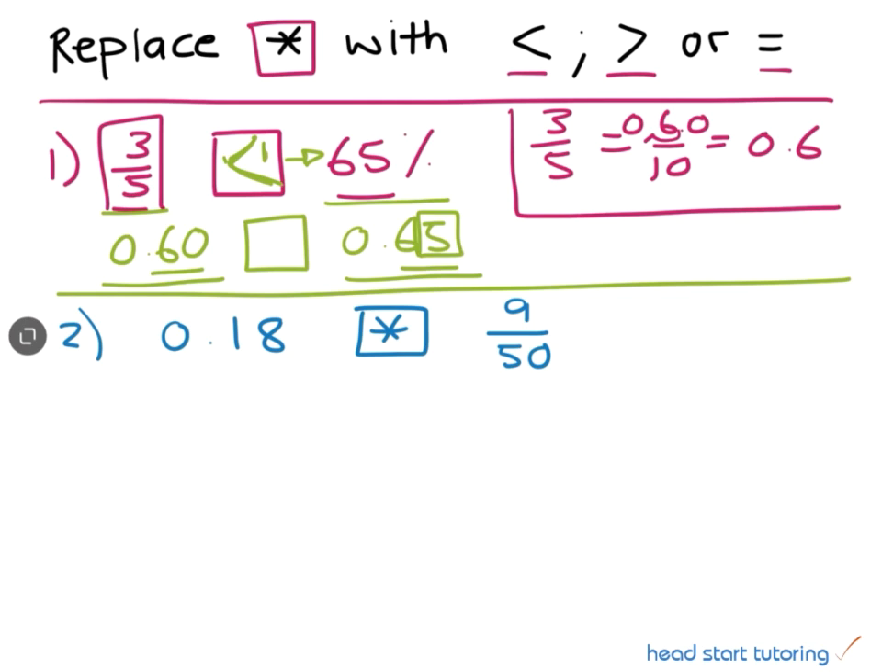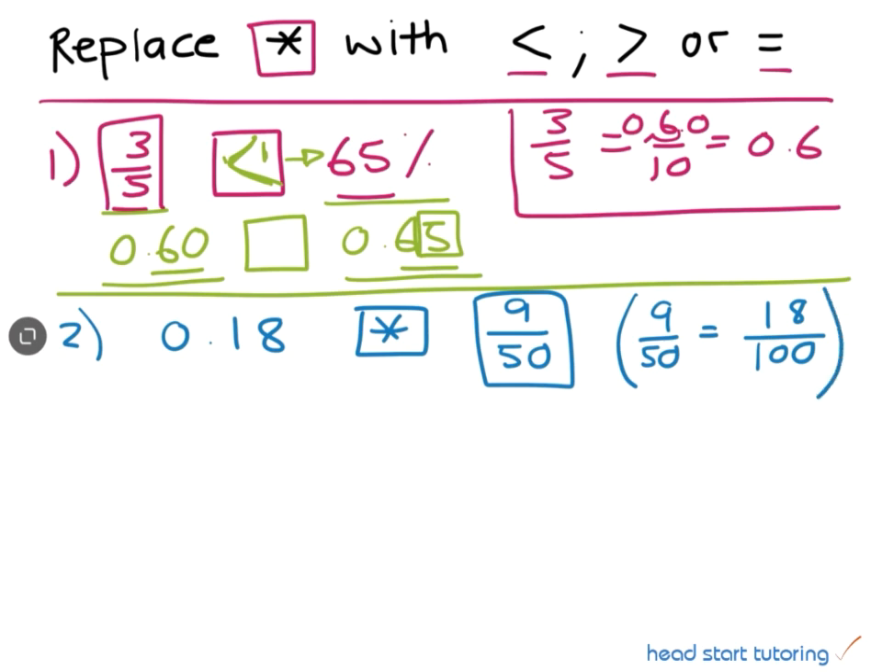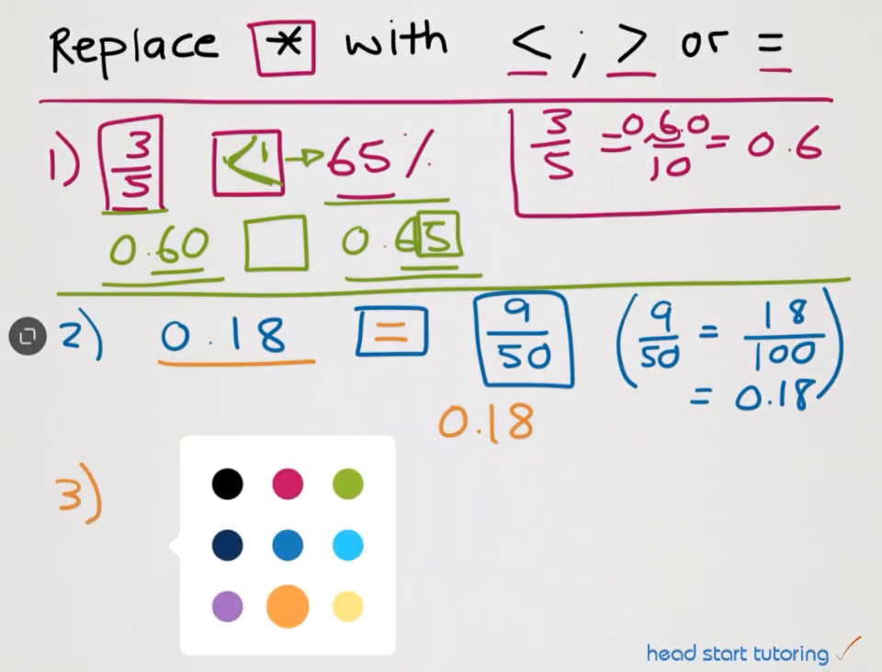So again, what I recommend we do here is convert our 9/50 into a decimal, because 9/50, let's do it on the side, 9/50, we can get into an equivalent fraction out of 100, which will be 18/100, and 18/100 is equal to 18 divided by 100, so that will give us 0.18 as a decimal. So we can now look at 9/50 as 0.18, and we're comparing that to 0.18. What we can see is that they are equal. Right, let's have a look at another example.